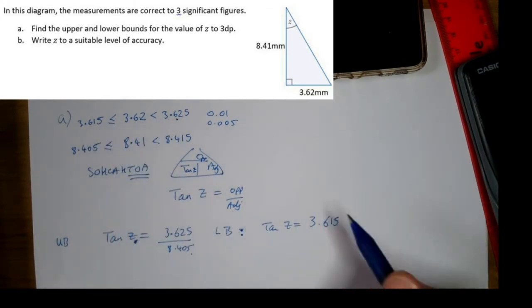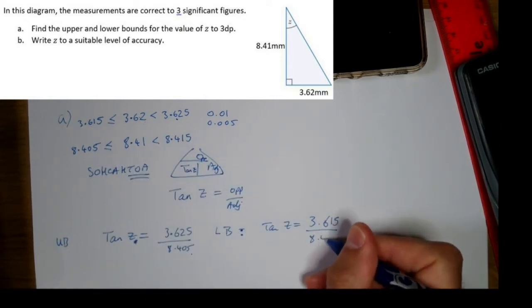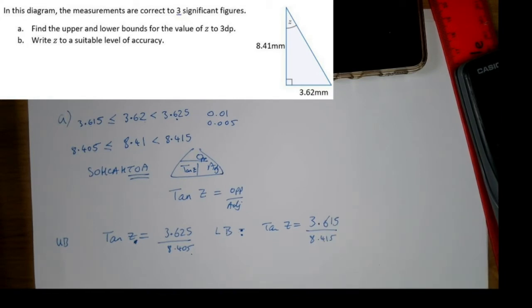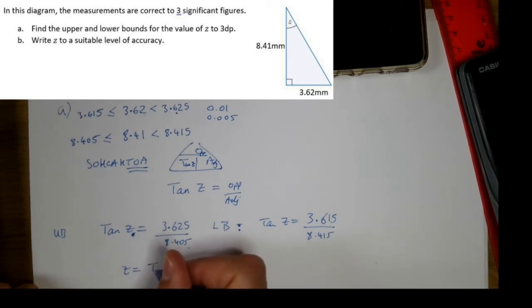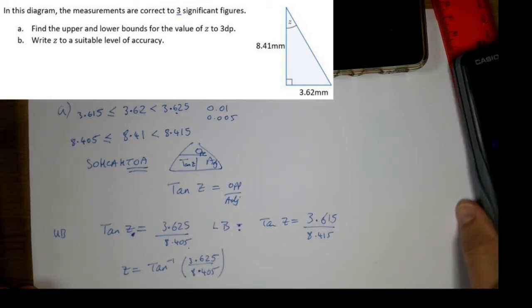3.615 is the lowest from there, and I want to divide that by the highest from here, 8.415. Okay, excellent. Now then, I can work these two out on a calculator. And how am I going to go from tan z equals a number? I'm going to be inverse tanning the number. So I'm going to be using tan minus 1 on my calculator, and I'm going to be doing that on whatever this division gives me. 8.405. Okay, let's do that now.